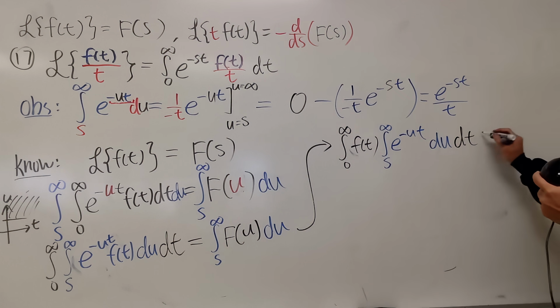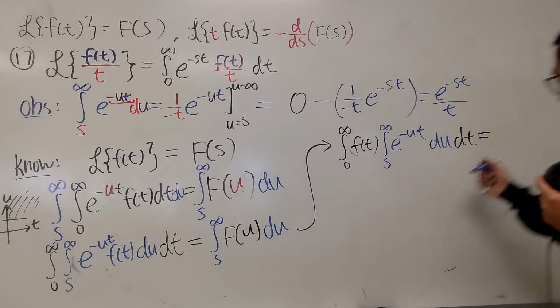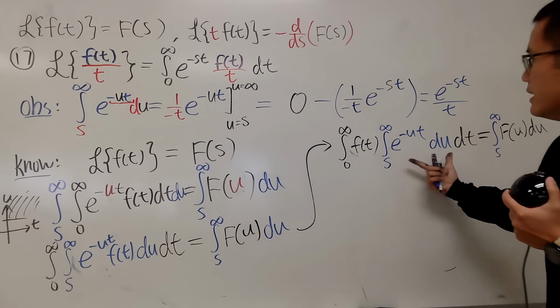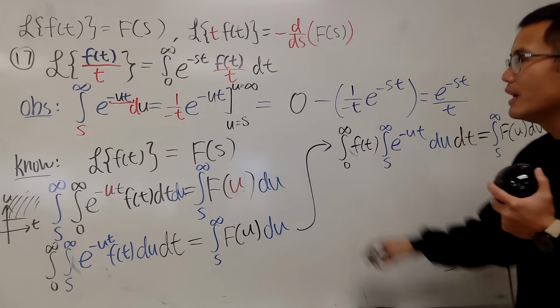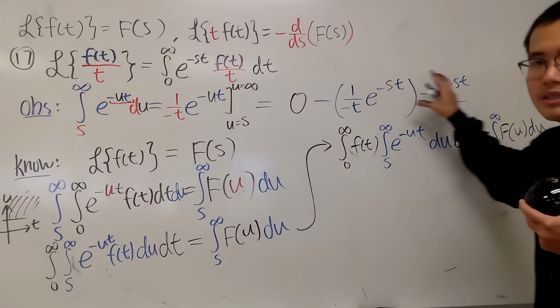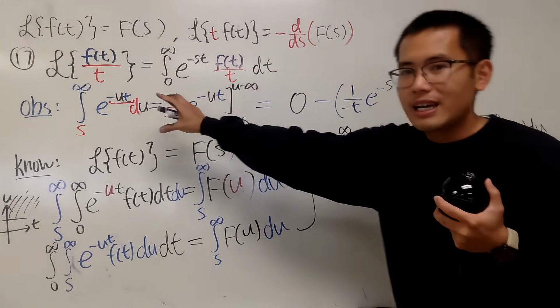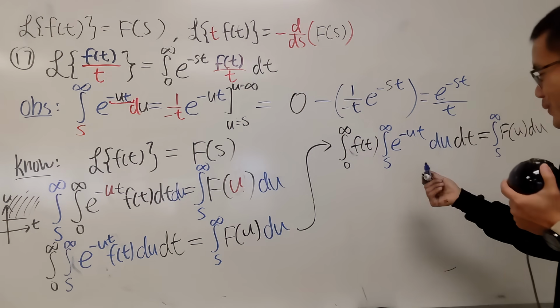Now have a look. We know this right here is equal to the integral from s to infinity of f of u du. What's this in blue? This is exactly what we came up with earlier. So I can just put down the result right here. I'm not going to work that out again. You can just look at that.